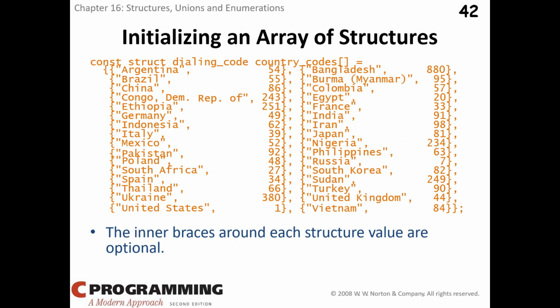Now in this example, country_codes is an array of structures, with each structure representing a country along with its corresponding dialing code, and the const, or constant, keyword indicates that the array is read-only and its elements cannot be modified. Each element of the array consists of a structure value where the country name is paired with its respective dialing code, and the inner braces around each structure value are optional but can enhance code readability.